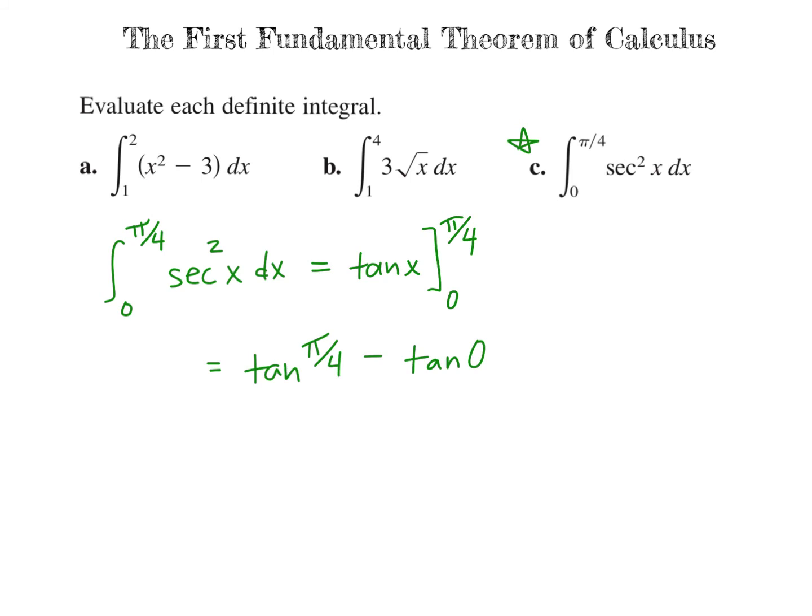At pi over 4, our tangent is the y-coordinate divided by the x-coordinate. They're both root 2 over 2 if you take a look at your unit circle, and therefore the tangent at pi over 4 is 1. At 0, the y-coordinate is 0 and the x-coordinate is 1. Therefore, when we do 0 over 1, we'll get 0. So the tangent at 0 is 0. Subtracting, the answer to this definite integral here is 1.